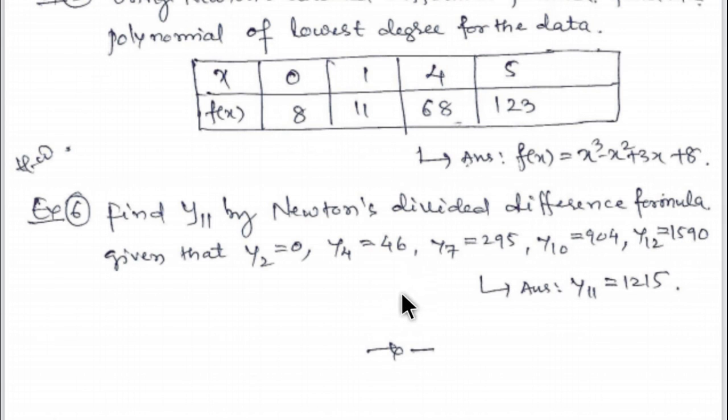Okay, you can construct the table. In tabular form, you can write the x values above and the y values or f of x values below. Then construct the divided difference table. Then, using Newton's divided difference formula, you can find the y11 value. Put x equal to 11, and finally you find out f of 11, okay.